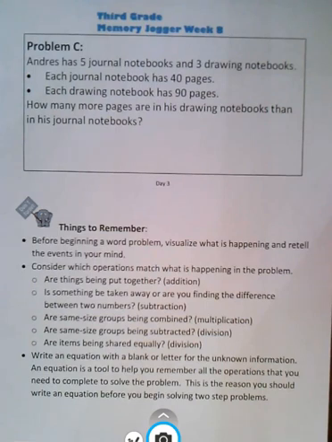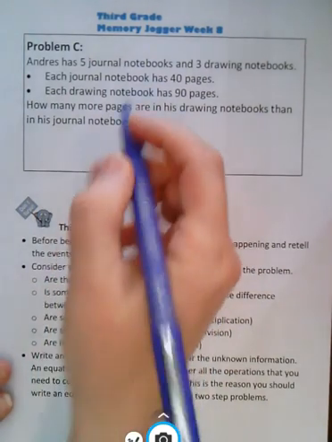We have to consider what we need to do to solve this problem. What operations do we need? Anytime things are being put together, we're going to be adding. So we're not going to be putting the journal notebooks and the drawing notebooks together. There isn't really addition here. Is something being taken away, or are you finding the difference between 2 numbers? Oh, we are finding the difference because we want to know how many more pages are in the drawing notebook than in the journal notebook. So that is finding the difference, and that would be subtracting.